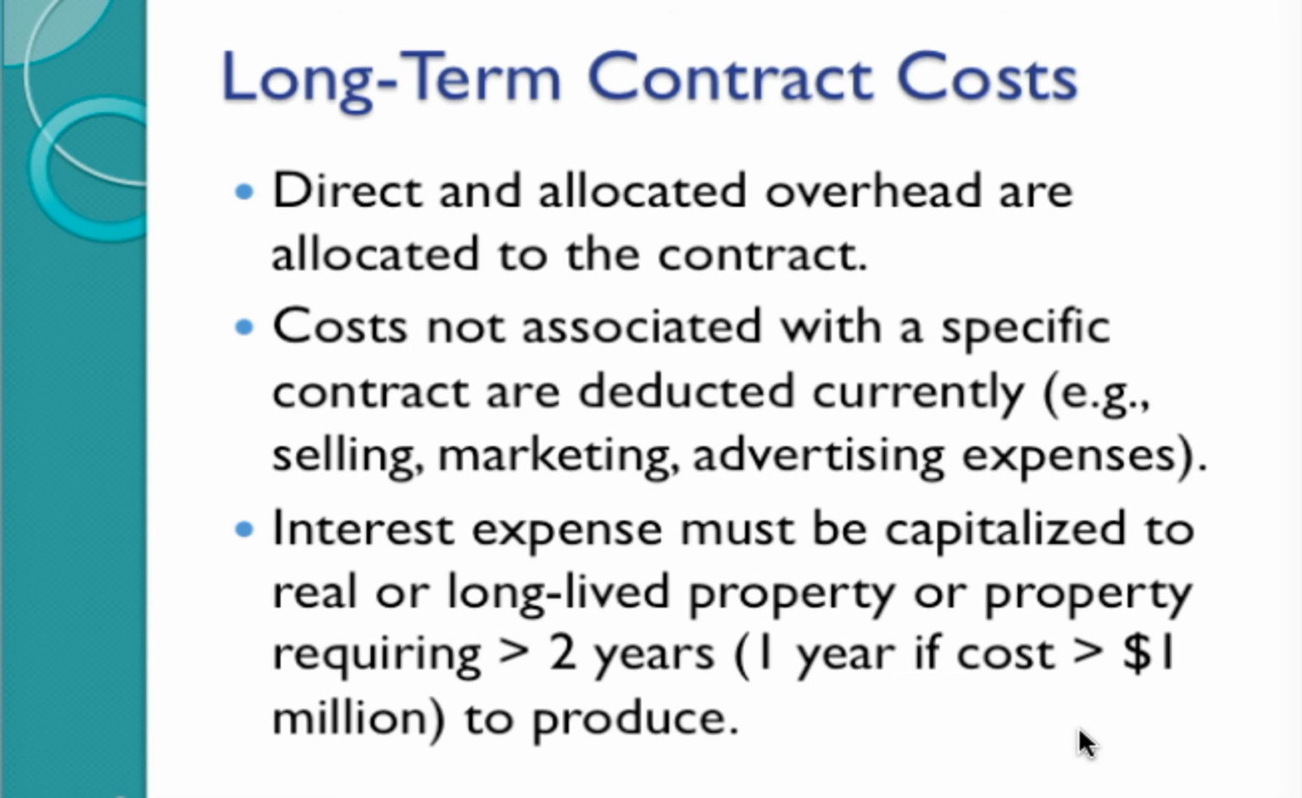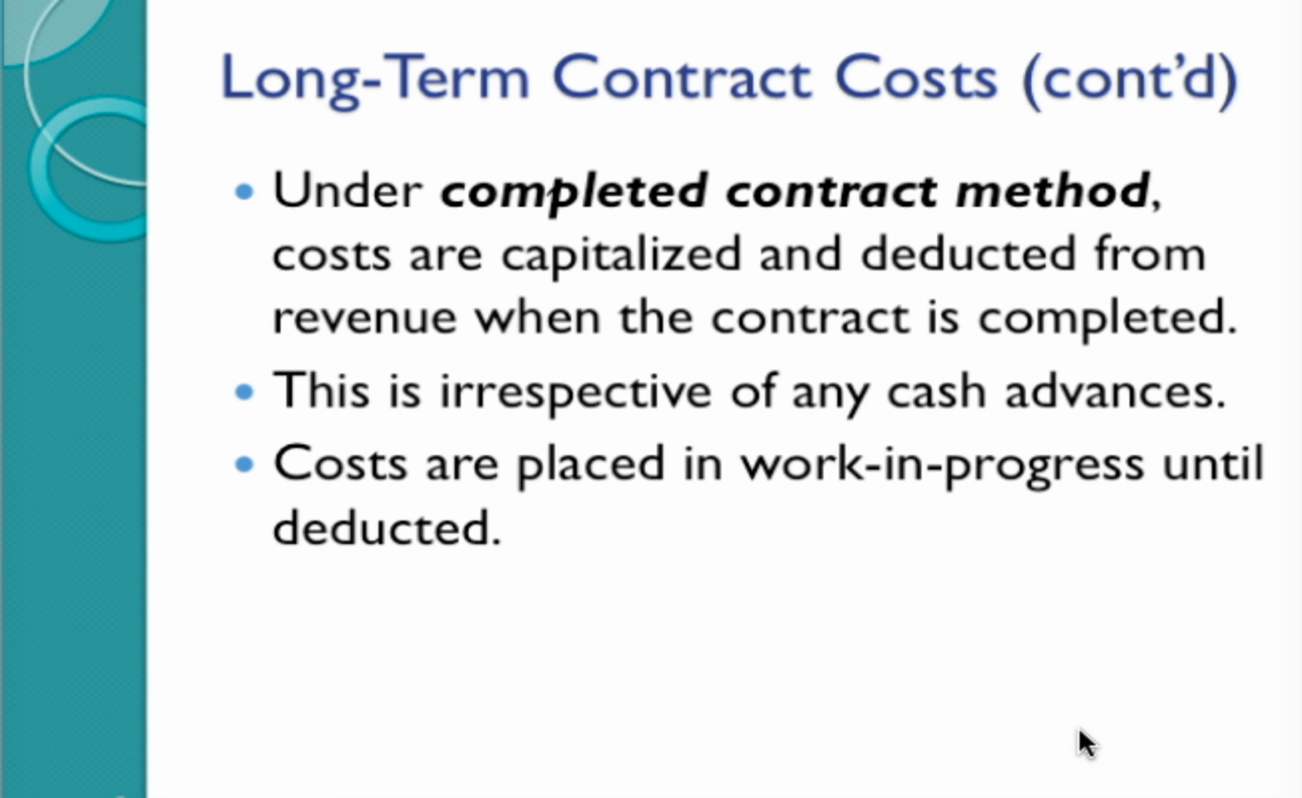Long-term contract costs include direct costs and overhead that are allocated to the contract. Anything not associated with the specific contract is going to be deducted currently. So these are some examples of those: selling, marketing, advertising expenses. And then interest expense has to be capitalized to real or long-lived property or any property requiring greater than 2 years to produce. Under the completed contract method, costs are capitalized and deducted from revenue only when the contract is completed, regardless of whether any cash advances have taken place.